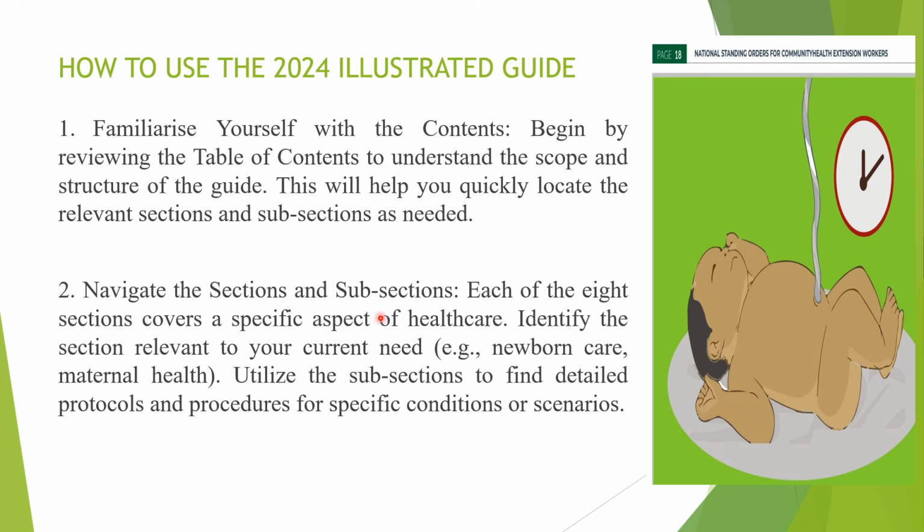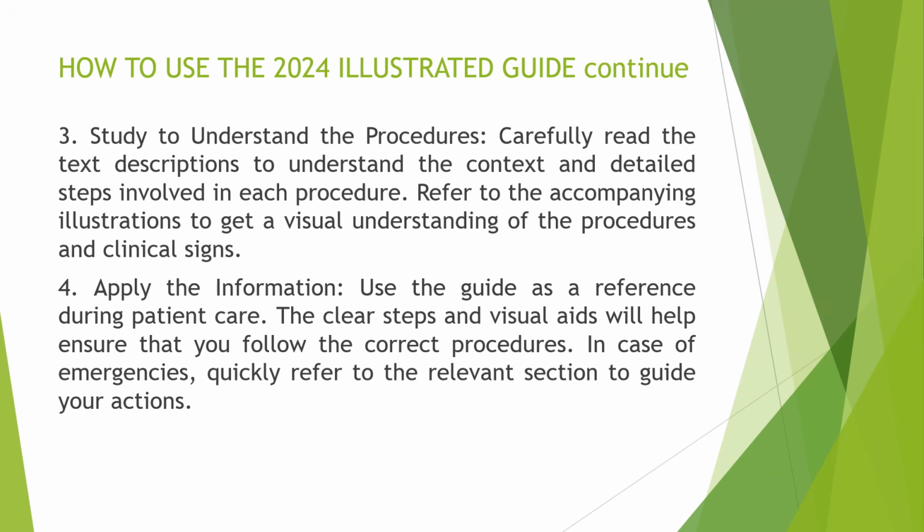Then next you navigate to the sections and subsections. Each of the 8 sections covers a specific aspect of healthcare. You identify the sections relevant to your current need, e.g., newborn care, maternal health. Then you utilize the subsections to find detailed protocols and procedures for specific conditions or scenarios. So instead of talking about findings, they're talking about subsections. So we'll be looking at what that implies later.